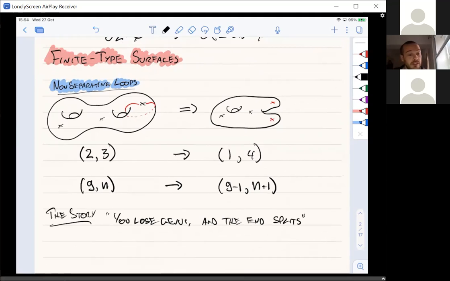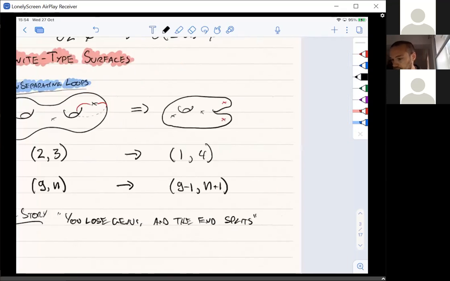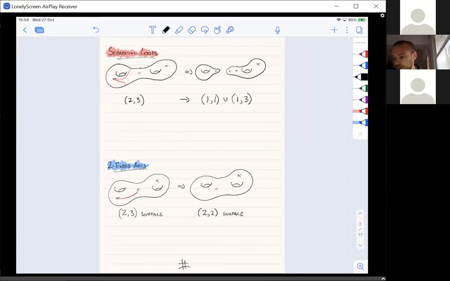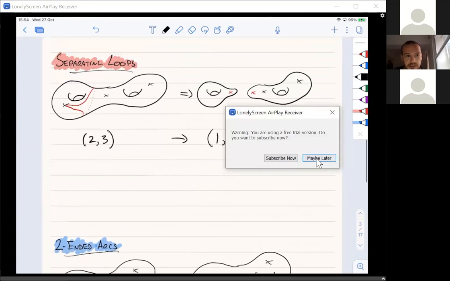So right, what this tells you though is that every non-separating loop is in the same orbit, the same mapping class group orbit or homeomorphism group orbit or something. This is the only picture that can happen if you have a non-separating loop, up to topology. Okay, so that's non-separating loops. Separating loops.